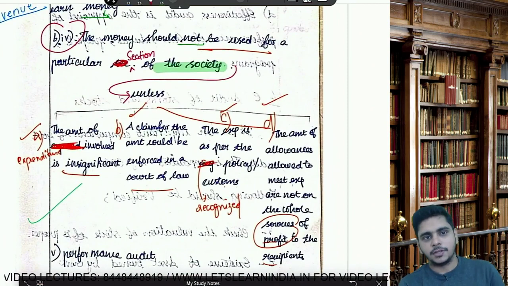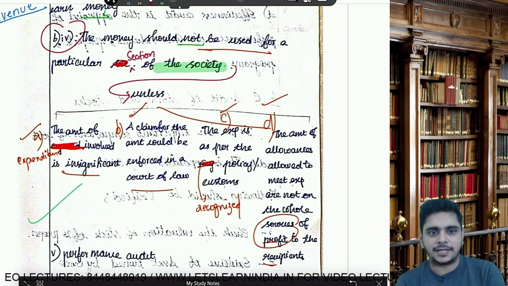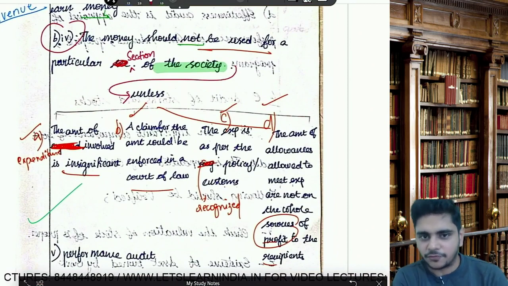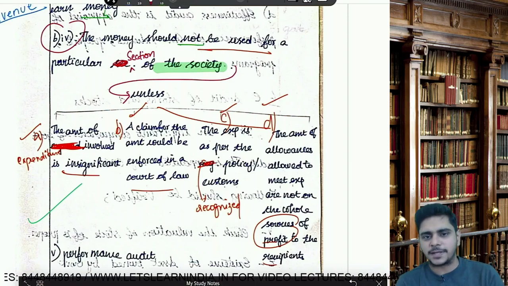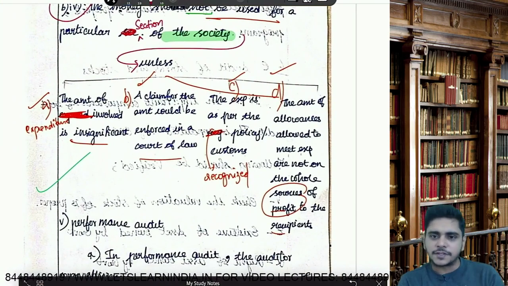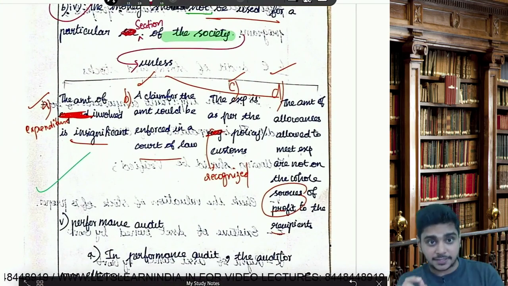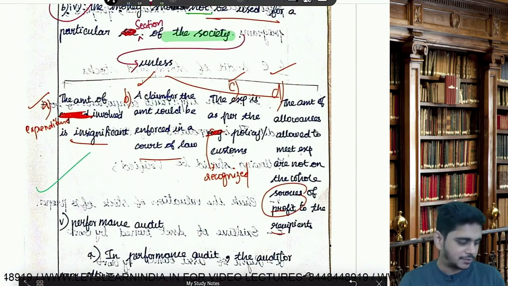The money should not be used for a particular section of the society unless the amount is insignificant. A claim for the amount could be enforced in a court of law. The expenditure is as per the recognized policy or custom. The amount of allowances to meet the expenses are not the whole source of profit to the recipient. These 4 exceptions, 4 lines, we have marked as important also in your notes. You can check it.